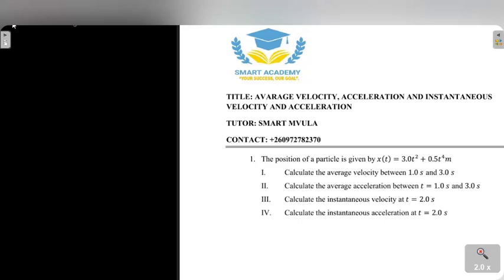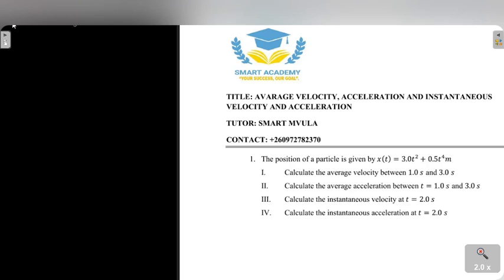Hello viewers, today we have a simple task, which is to calculate the average velocity, the average acceleration, and also the instantaneous velocity and the instantaneous acceleration.